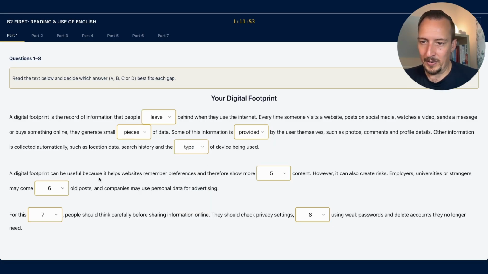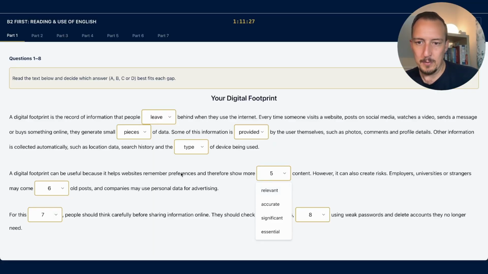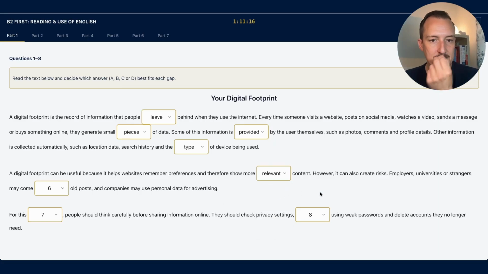Okay, a digital footprint can be useful because it helps websites remember preferences and therefore show more blank content. Oh, so let's see which we've got. Relevant, accurate, significant, essential. Okay, so the correct answer is relevant content. Because it says here, helps websites remember preferences and therefore shows you what you like, not what you dislike, so that content is relevant to you. So relevant content is the correct answer.